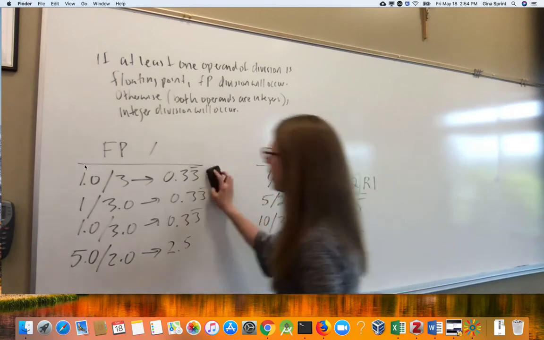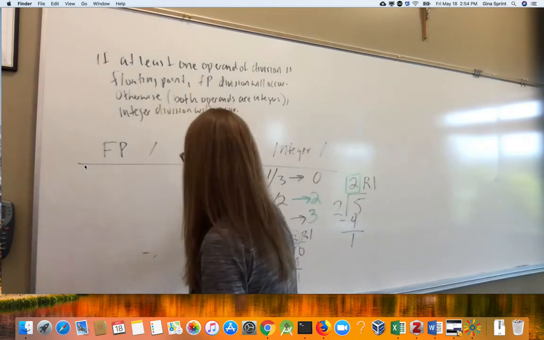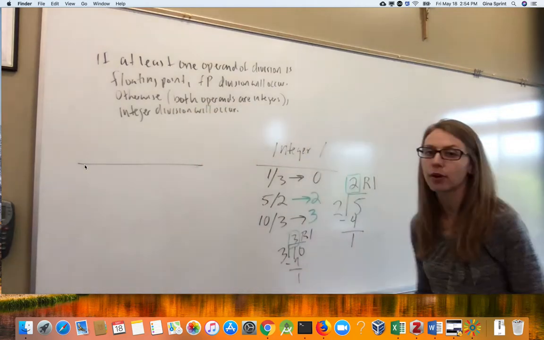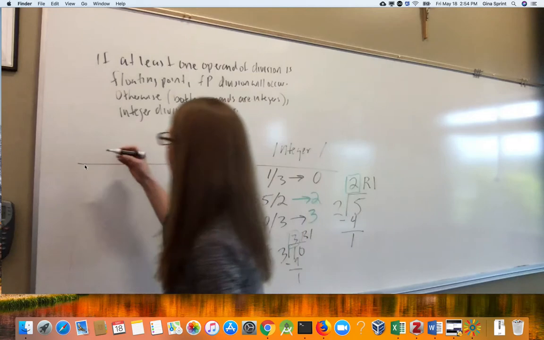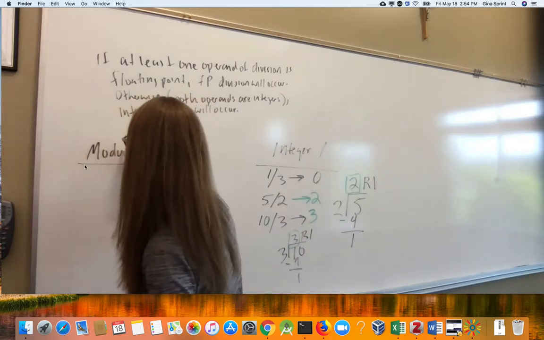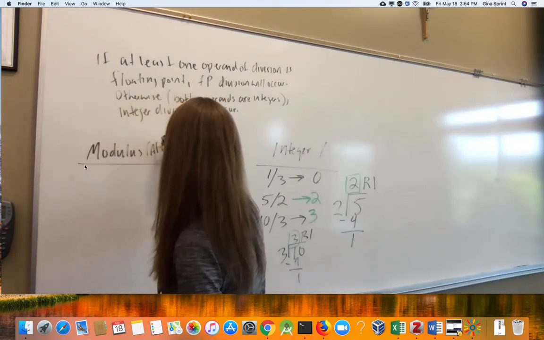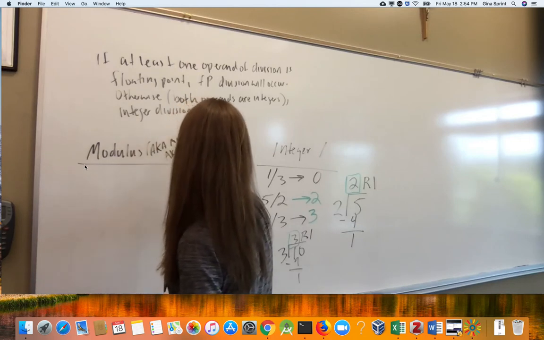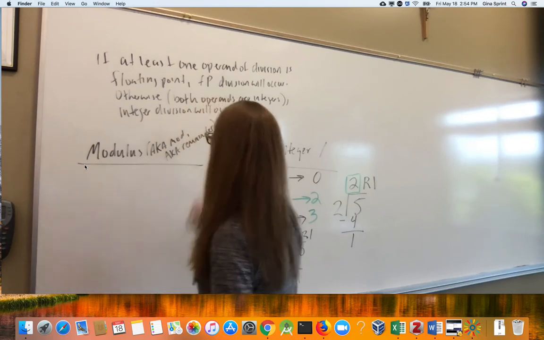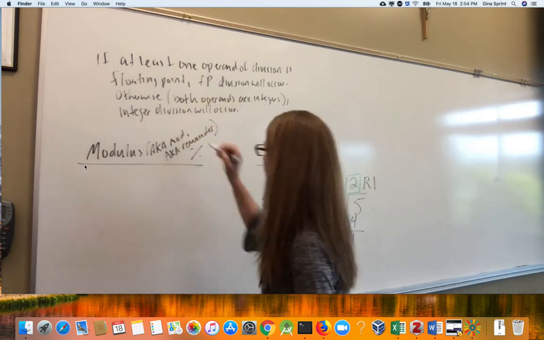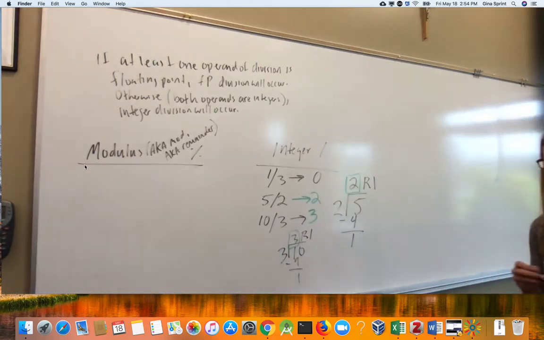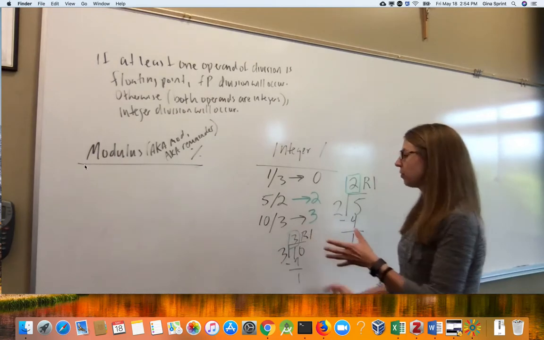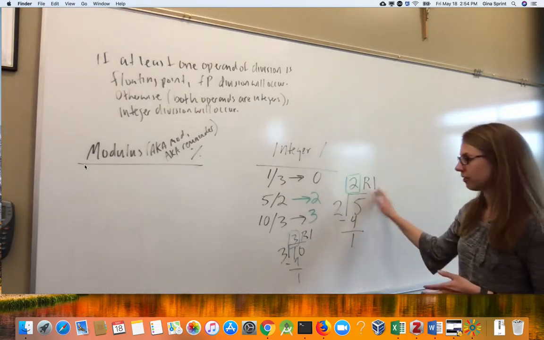Now, I'm going to go ahead and erase this over here to talk about another operator that is commonly used in programming languages like C++. And this is called the modulus, aka mod, aka remainder operator, and it's a percent sign. So the mod operator essentially gives you the remainder of integer division.